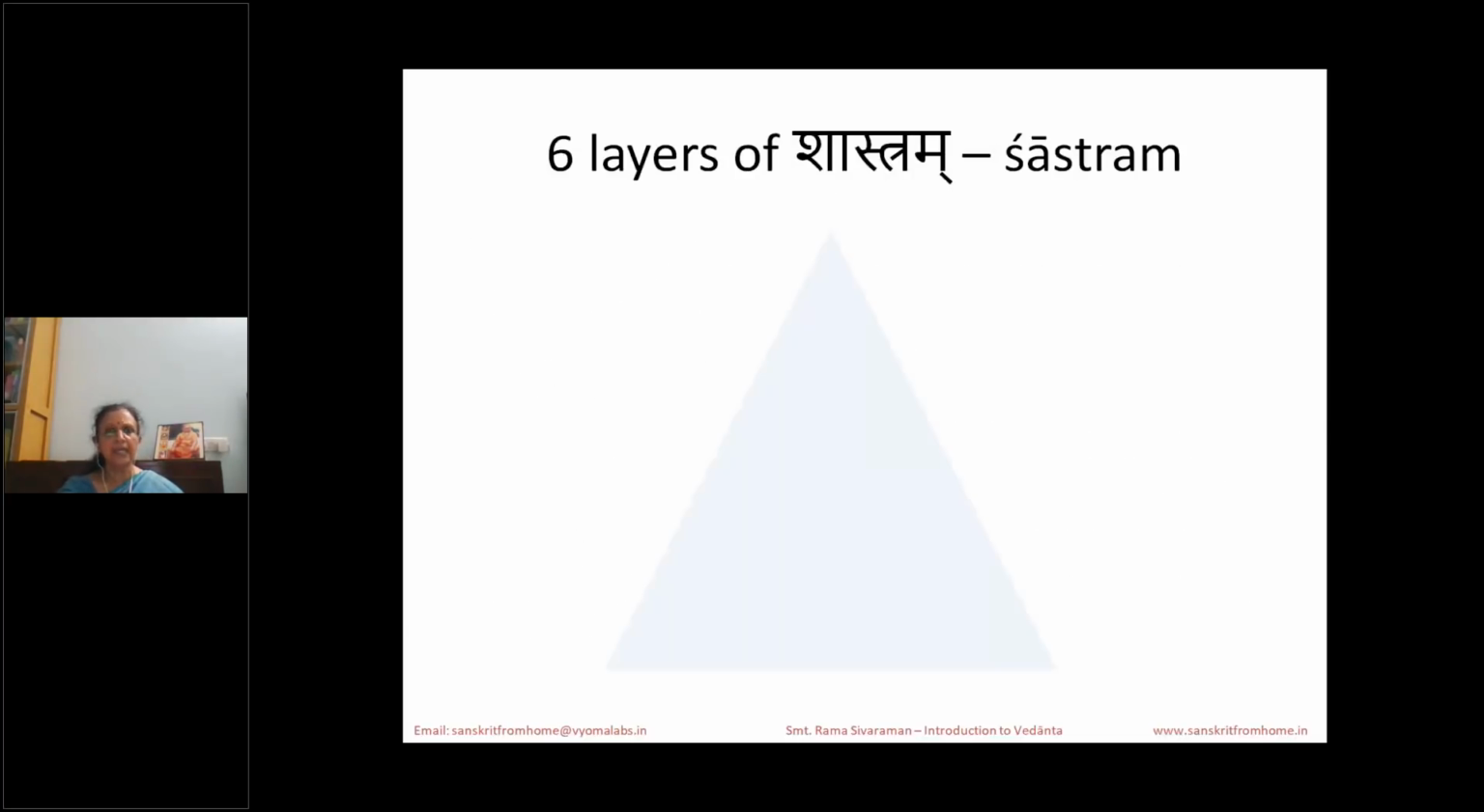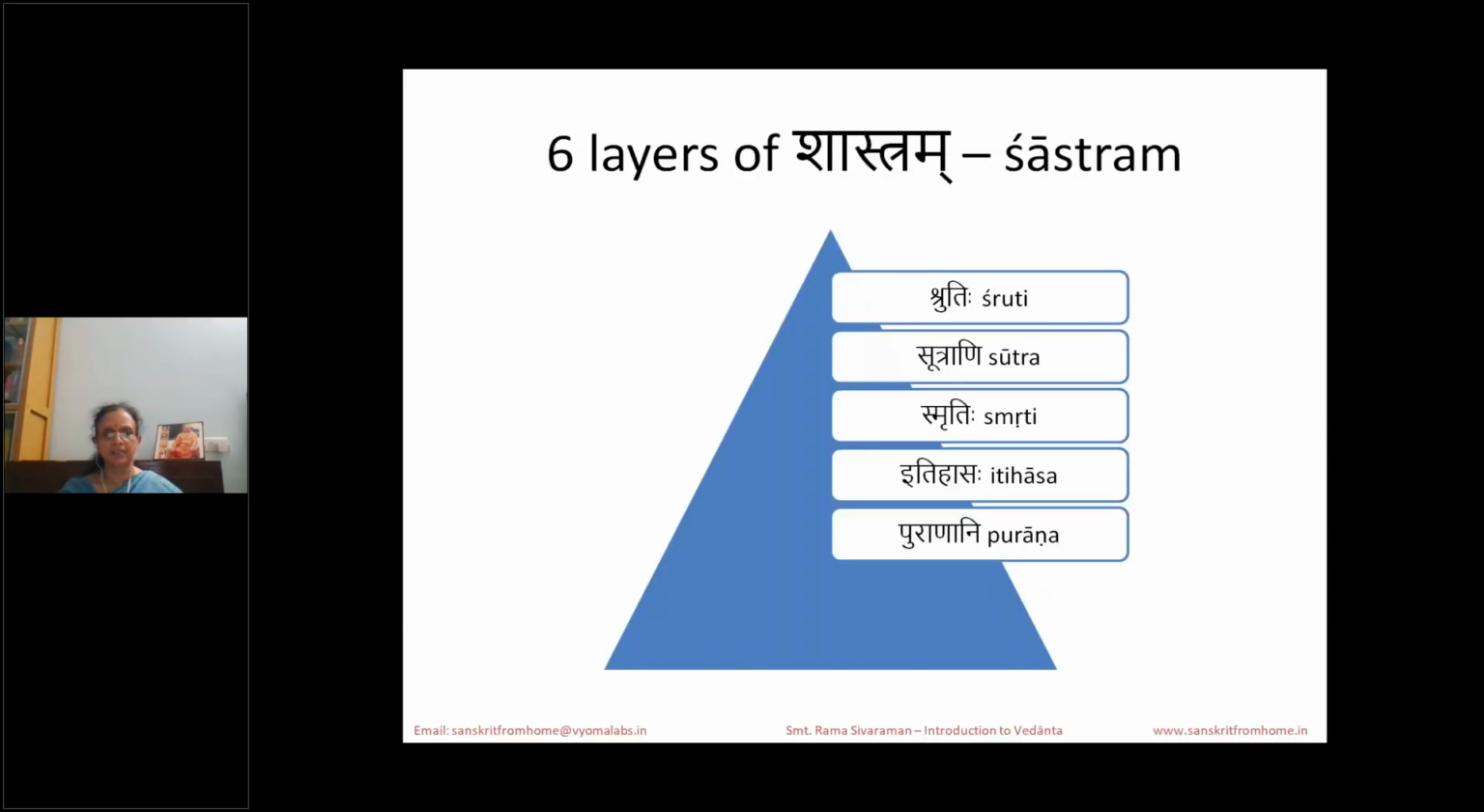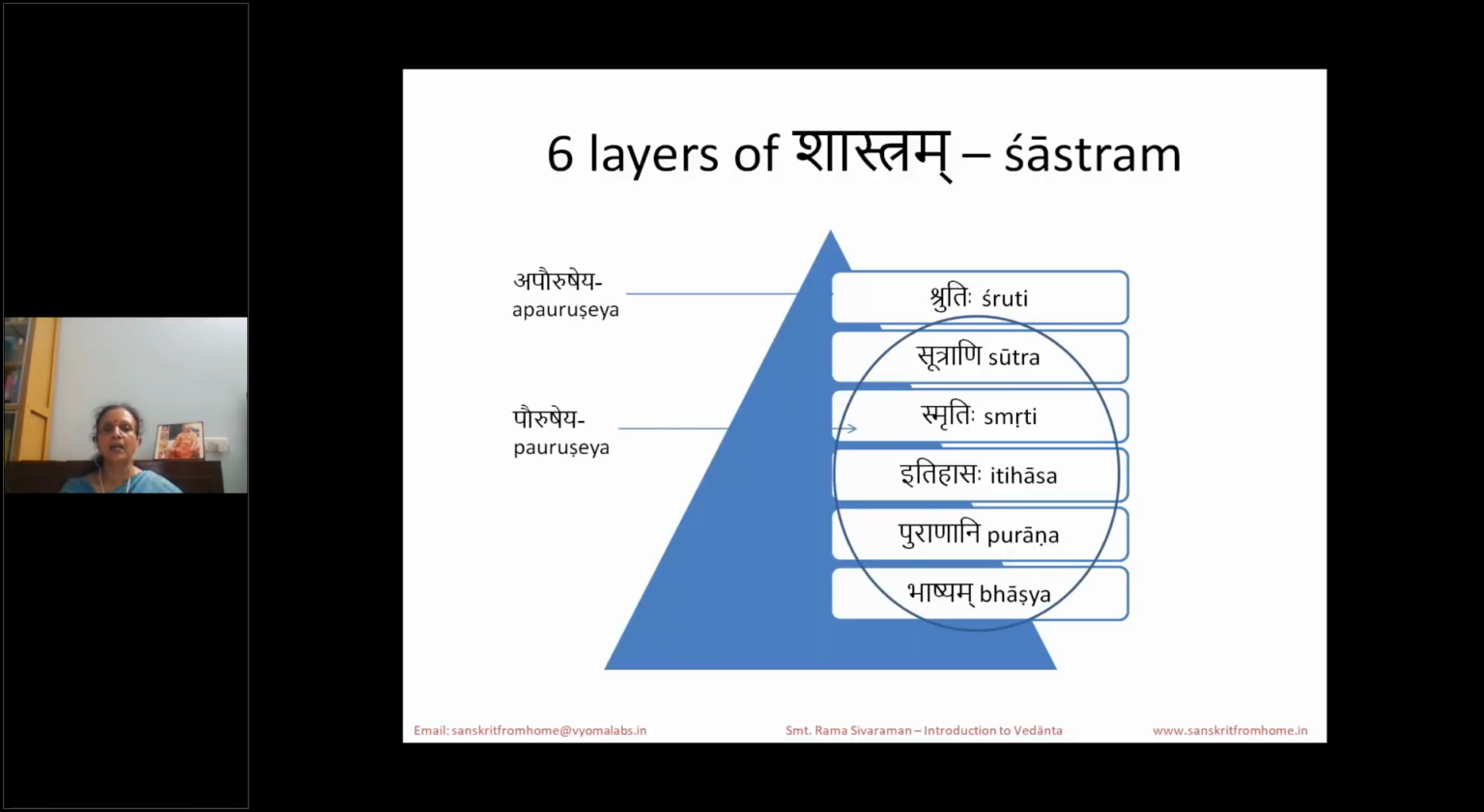So, in summary, the 6 layers of Shaastram start with Shruti, then you have Sutrani, then Smrti, then Itihasa, and then you have Puranani and Bhashyam, right? These are the 6 different layers. And if you see, the Shruti is Apaurusheya, all the others are Paurusheya.